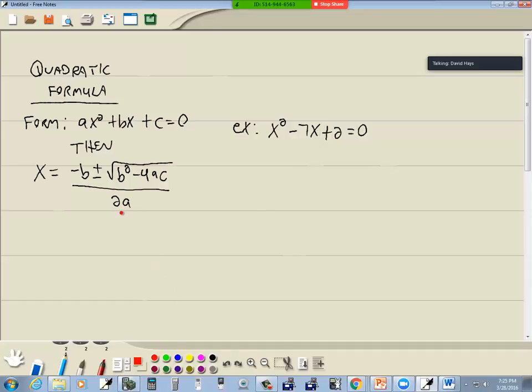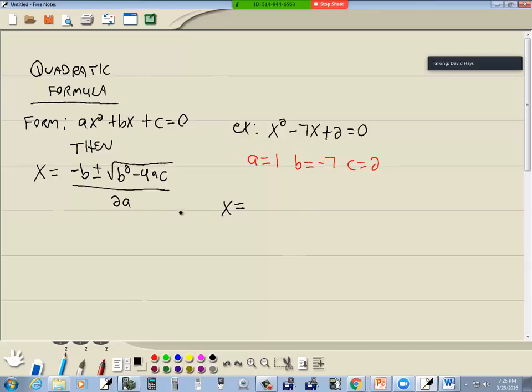Now with the quadratic formula, you have to identify your a, b, and c. A is whatever number is in front of your x squared. Well, there is no number in front of our x squared, so it's the invisible 1. B is whatever number is in front of our x, which is negative 7. And c is our constant term, a number at the end, which is 2.